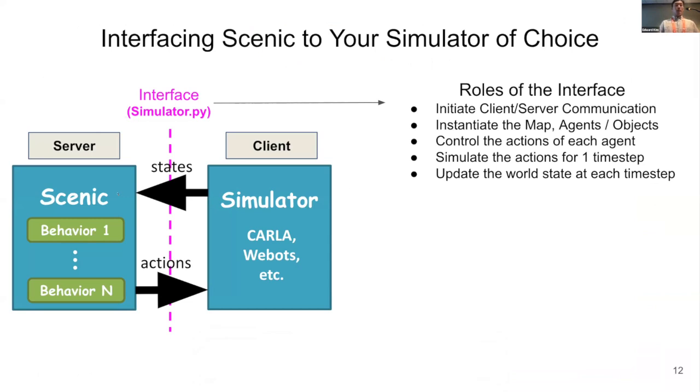So for each interface, we need to create a simulator.py, which we provide a template for. And within each template, we provide annotations as to what you need to fill out, what the purpose of the function is, which I'll show you in the next slide. But the role of that interface is to, first of all, initiate that client-server communication between SCENIC and your simulator of choice, and then be able to instantiate and create objects in the simulator through that communication protocol, control the actions of each agent, simulate the actions for one time step, and update the state of the world, and so on. So let me give you some examples.